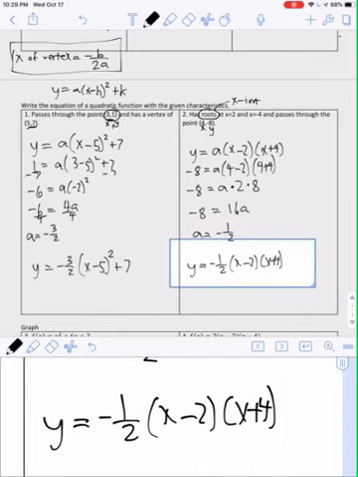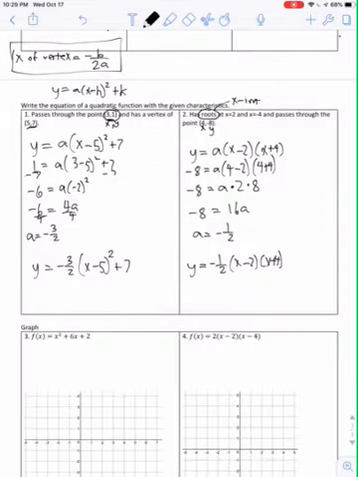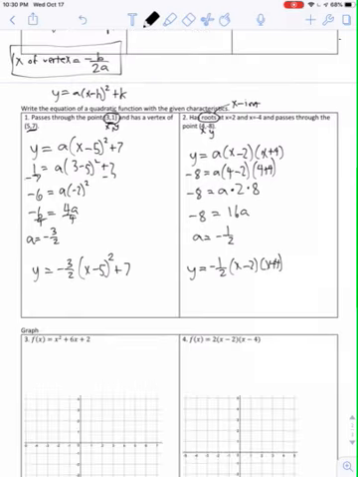And you don't have to expand this. You don't have to FOIL it or box it and write it in standard form. A quadratic function can be written in any of these three forms. It could be converted between the three, but it doesn't ask us to write it in standard form. It just says write the equation of a quadratic function, which means I could use any of the three forms, right? So all three of these are acceptable.